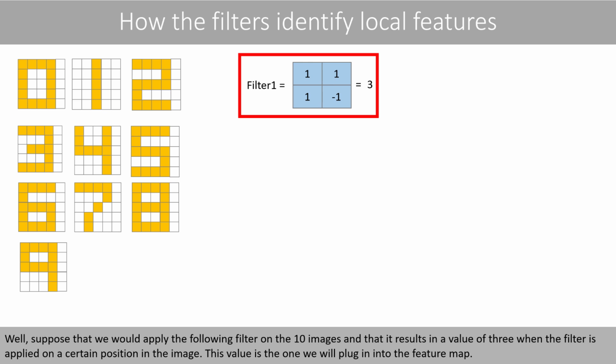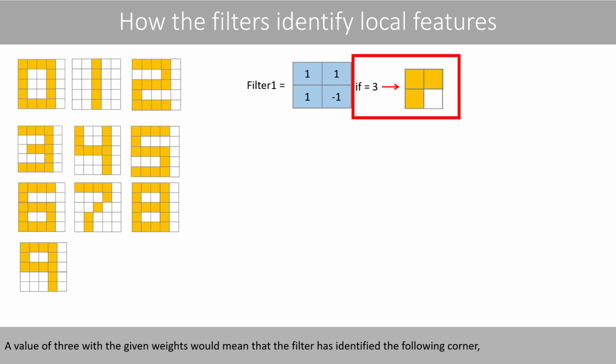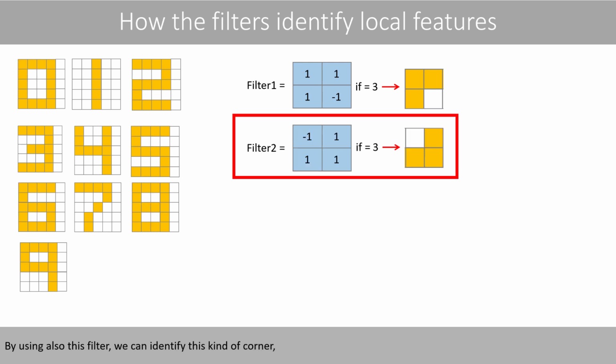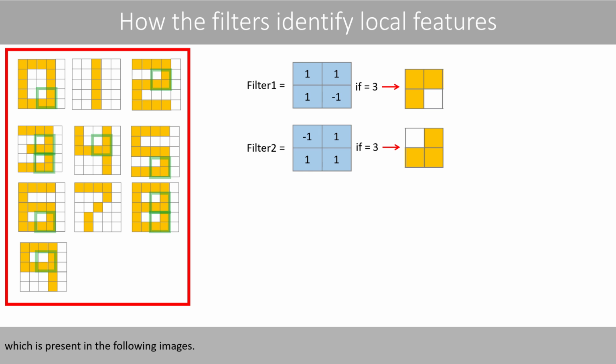Well, suppose that we would apply the following filter on the images and that it results in a value of 3 when the filter is applied on a certain position in the image. This value is the one that we plug into the feature map. A value of 3 with the given weights would mean that the filter has identified the following corner, which is present in the following images. By using also this filter, we can identify this kind of corner, which is present in the following images.